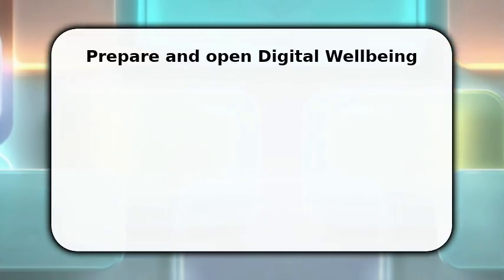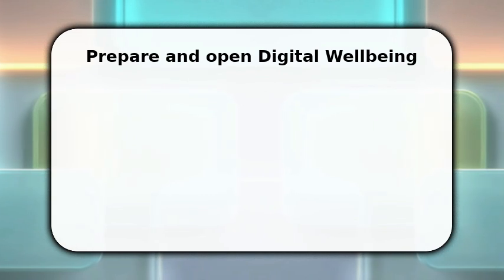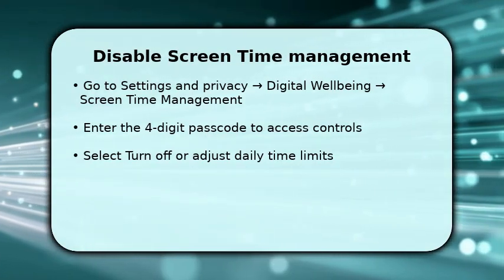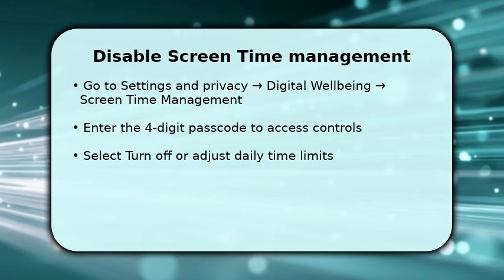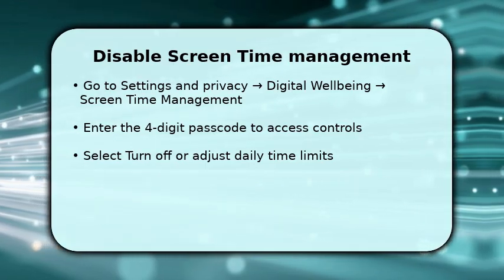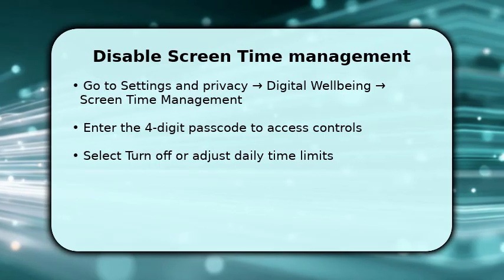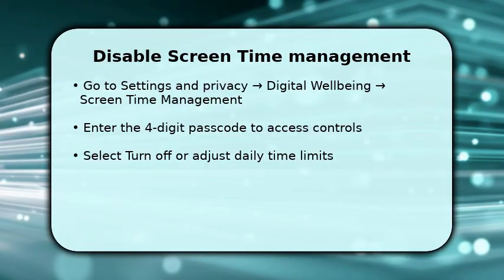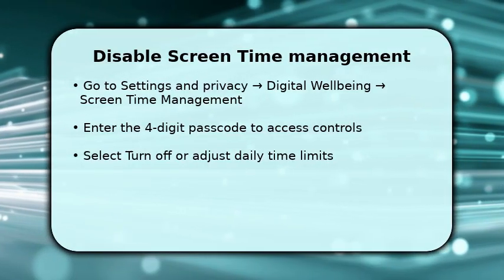Once you're inside Screen Time Management, enter the 4-digit passcode to view controls. Without it, you cannot change settings. After entry, choose Turn off Screen Time Management or set a longer daily limit. Turning off removes enforced lockouts immediately. Make sure to confirm the change when prompted and watch for a confirmation message.